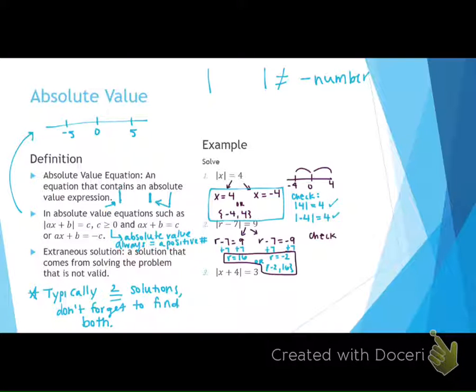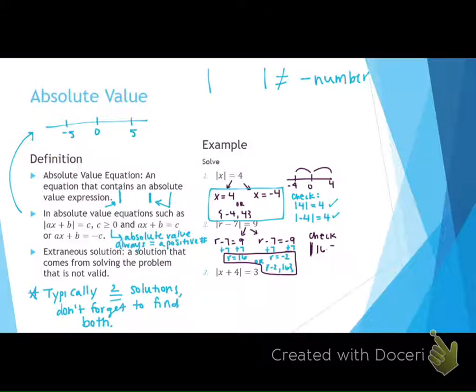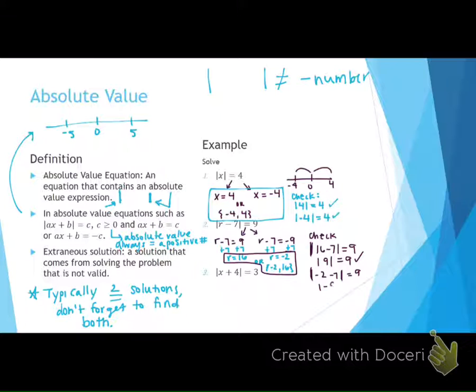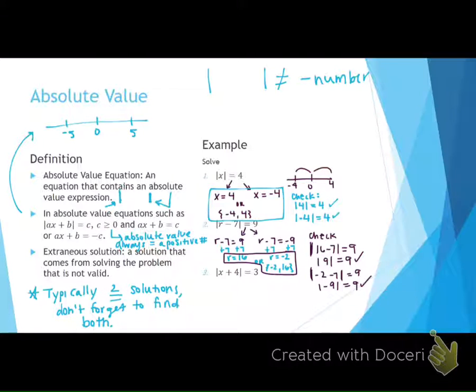So we plug it in to see if it works. So if I do 16, the absolute value of 16 minus 7 equals 9. So that's the absolute value of 9 equals 9. Is that true? Okay. Or the absolute value of negative 2 minus 7 equals 9. Is the absolute value of negative 9 9? Is that true? Yep, it always comes out positive. So those are definitely answers that work. We do not have any extraneous solutions.